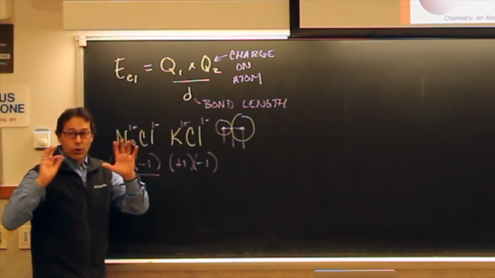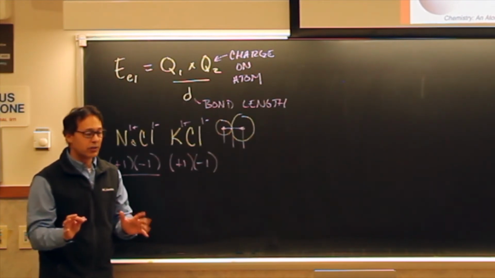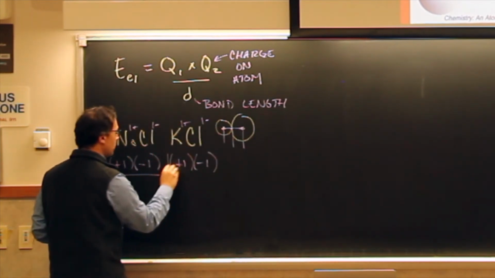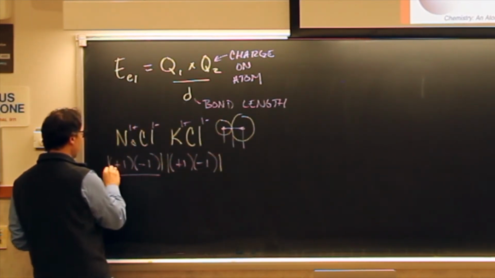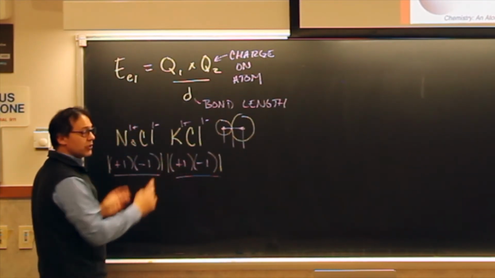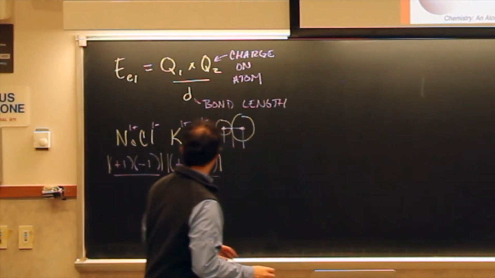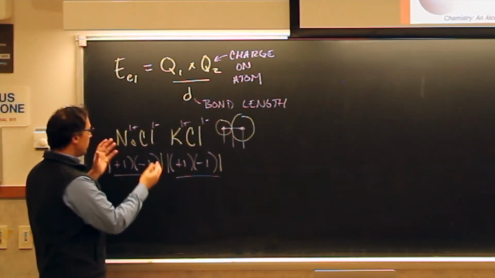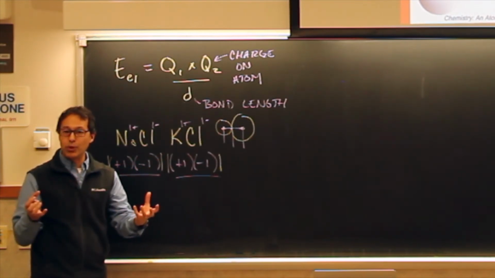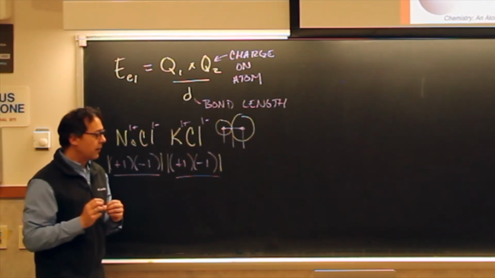Now, we're going to take the absolute value of these because we don't like having negative numbers. Negative numbers are confusing, so we're just going to take the absolute value of these. So now everything's the same between these two. The difference is going to be in the radii. So the question is, which one of these is further apart? If they're further apart, they're going to be easier to pull apart. If they're closer together, they're going to be harder to pull apart.